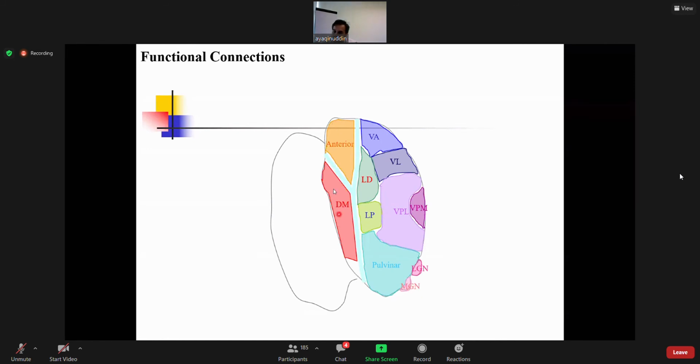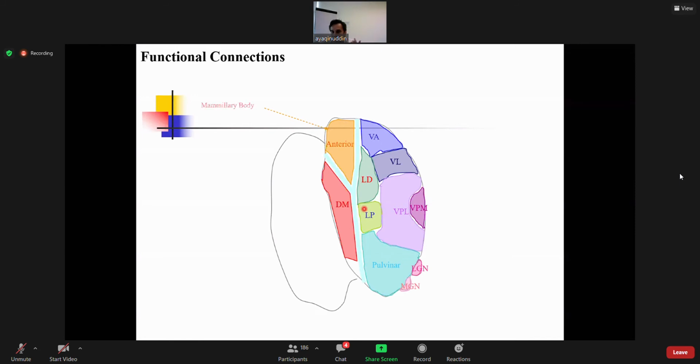To look at the nuclei, there is an anterior nucleus, dorsomedial nucleus. In the lateral portion, the ventral part has ventroanterior, ventrolateral, ventroposterior medial, ventroposterior lateral. The posterior part has pulvinar, lateral geniculate body, medial geniculate body, and the dorsal part of the lateral part of the thalamus has lateral dorsal and lateral posterior nuclei. We go by each one of them.